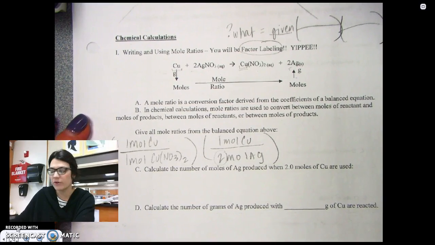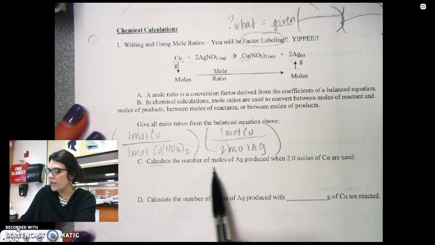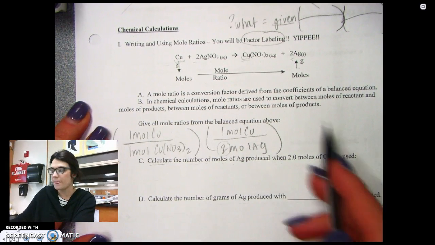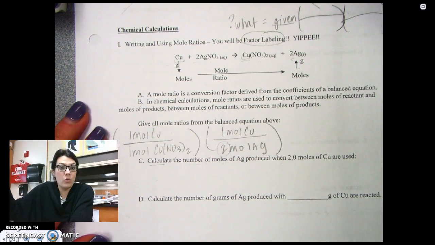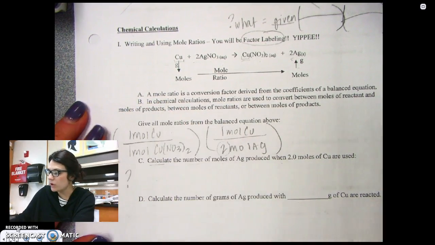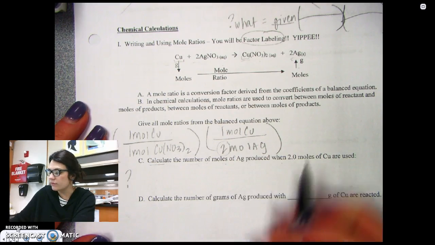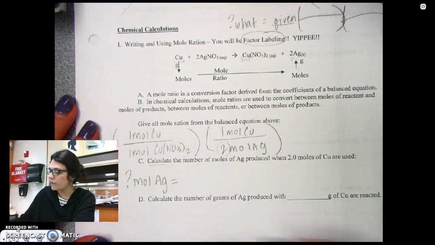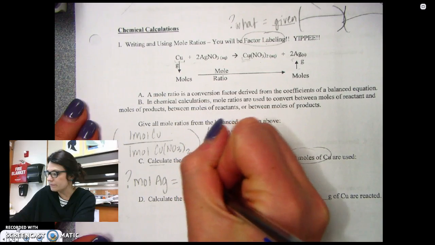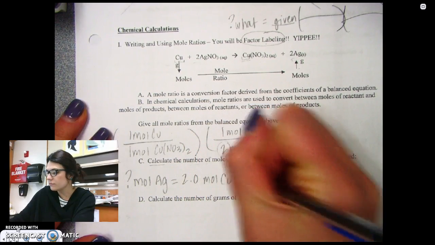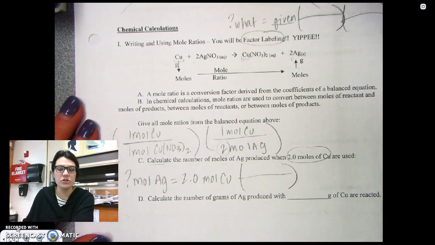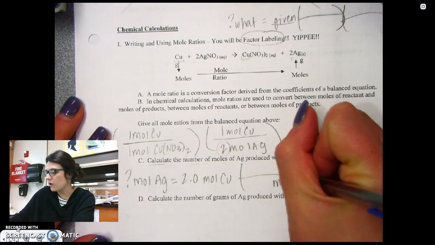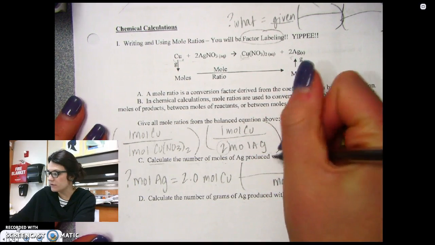So let's look at an example from this. This question says, calculate the number of moles of silver produced when 2 moles of copper are used, okay? Using factor labeling, I say question mark, what am I looking for? So my question mark is moles of silver, and that's equal to, what am I given? I'm given 2 moles of copper, okay? And then I'm setting up a conversion. What unit needs to be canceled? Moles of copper. What unit do I want? Moles of silver.